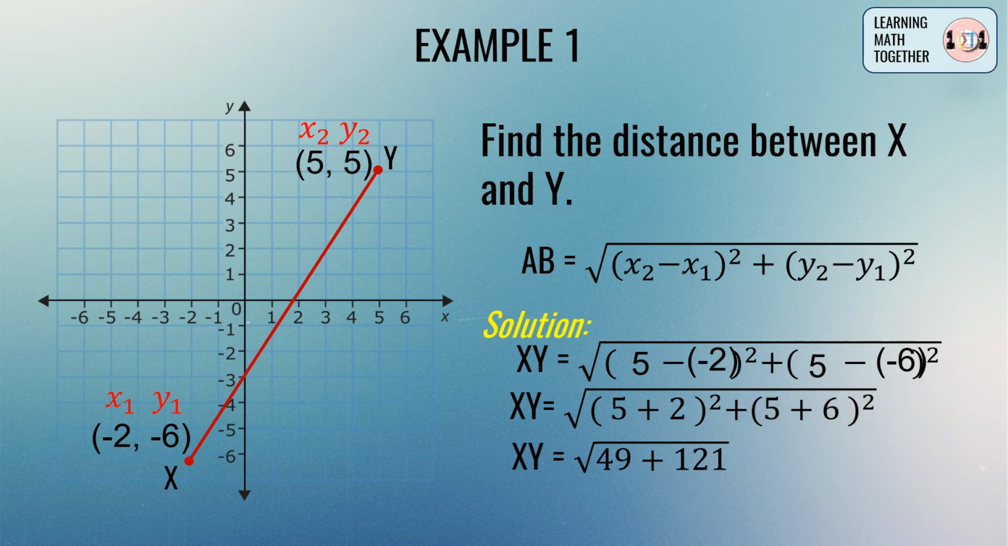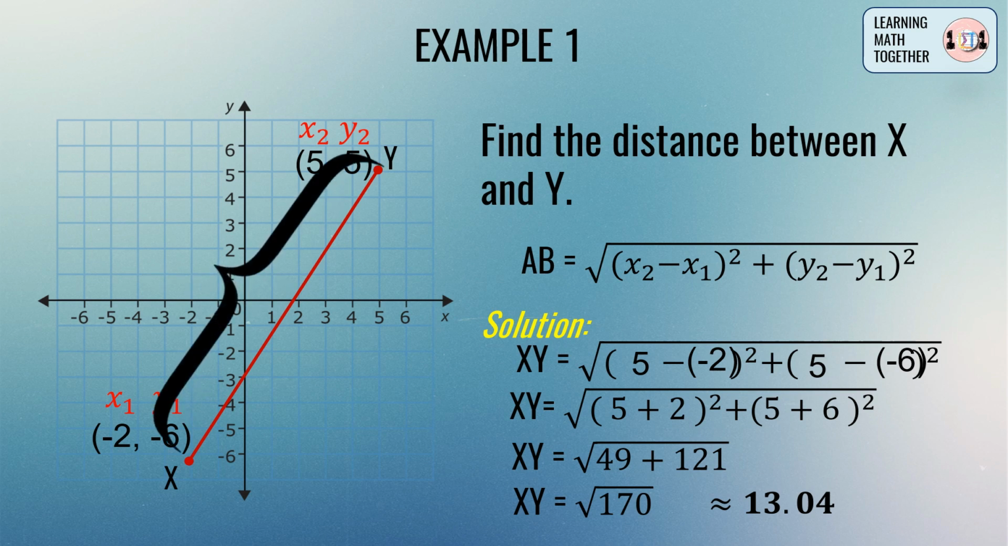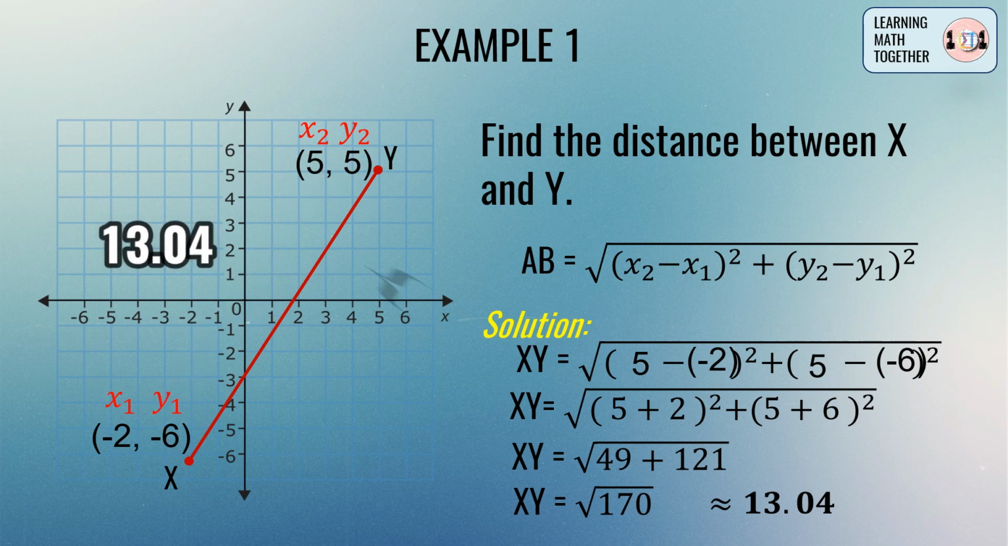Next step is to simplify this further by adding these 2 numbers inside the radical sign. We have 49 plus 121, that is equal to 170. Therefore, we have XY is equal to the square root of 170, or approximately 13.04 units. Therefore, the distance between x and y is 13.04 units.